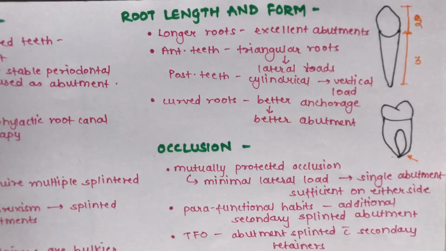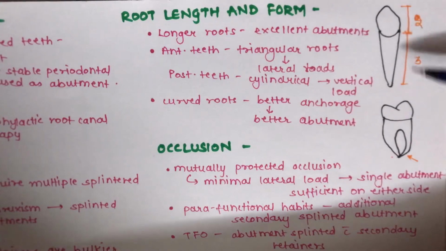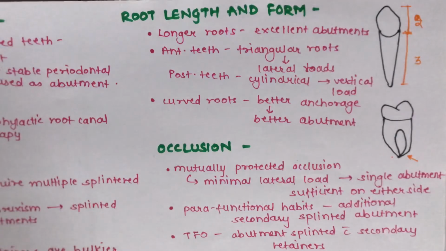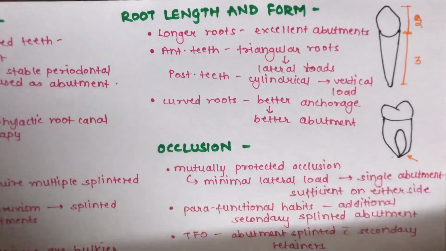Now the next factor is the root length and form. Longer roots like the canine can act as excellent abutments. We have already seen the crown root ratio: your root should be longer than the crown. Canines have longer roots, so they act as an excellent abutment, because usually they have this 2:3, which is your ideal crown root ratio.